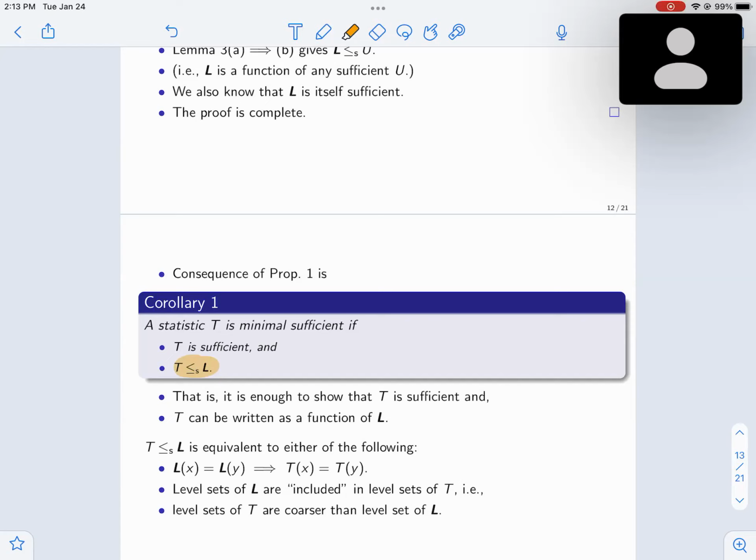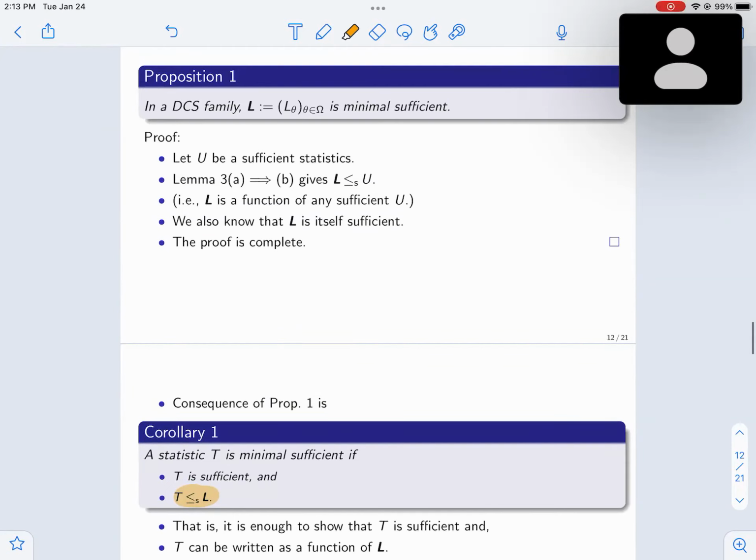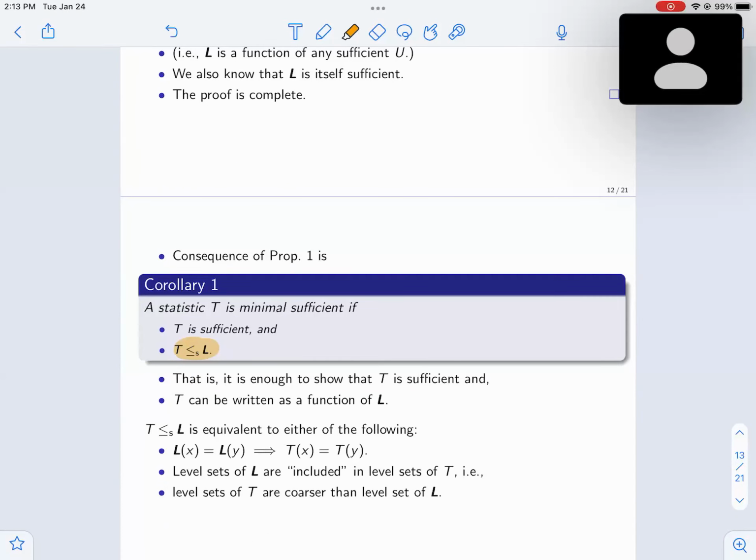So is this true? If you believe that L is minimal sufficient, is this true? This is actually true if I replace L with any minimal sufficient statistic. So this is saying if you have a minimal sufficient statistic, if you want to show something else is minimal sufficient, it's enough to show that T is sufficient and T is a function of that minimal sufficient statistic. Why is it true?